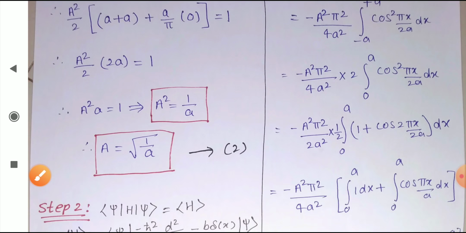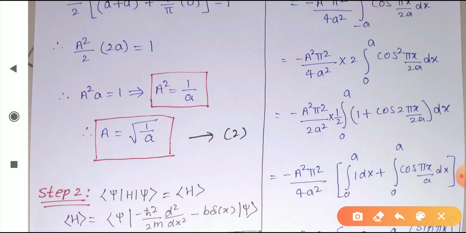Clear? So now it is simple, just solve this. Here the 2 gets cancelled. Here we'll get a² times a, which is equal to 1. So a² I can write as a by a, and a I can write as root over of 1 by a.